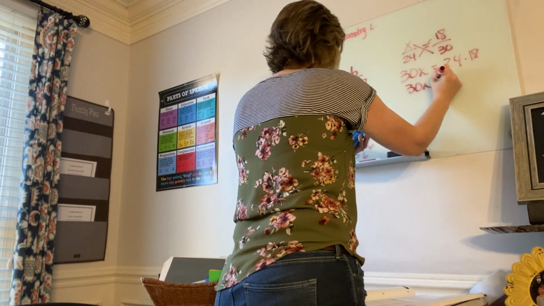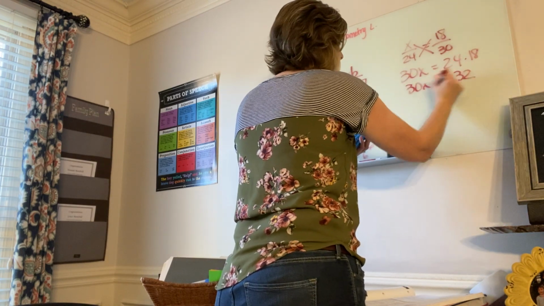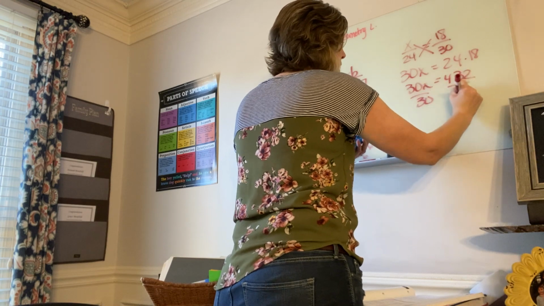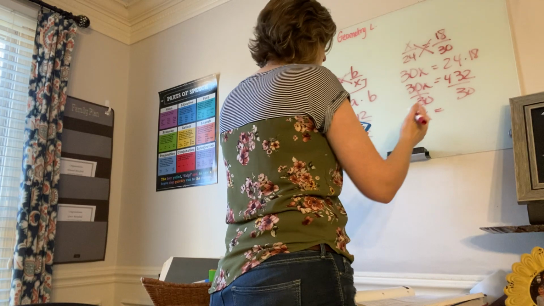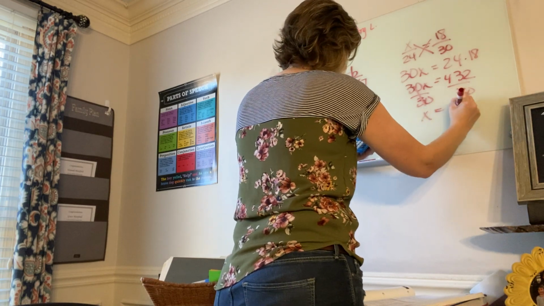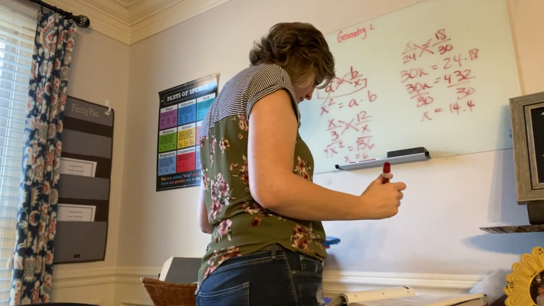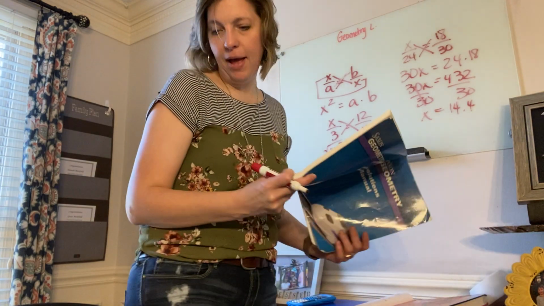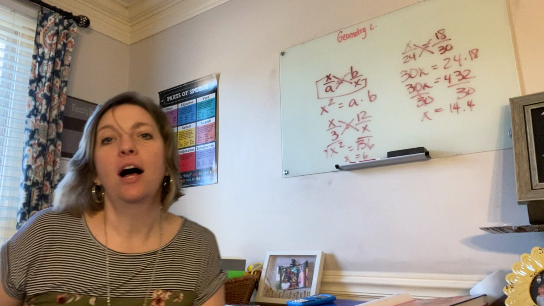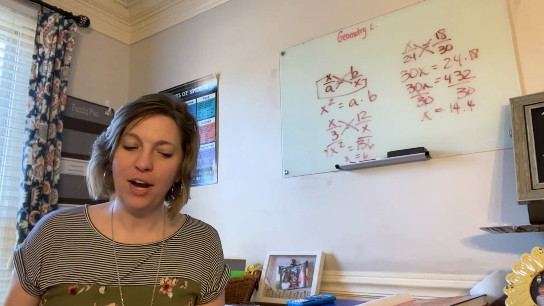So 30x equals 432. Divide by 30. So what does x equal? x equals 14.4. So now we've solved for y at the very beginning by our Pythagorean theorem, and then we also solved for x. So great job.